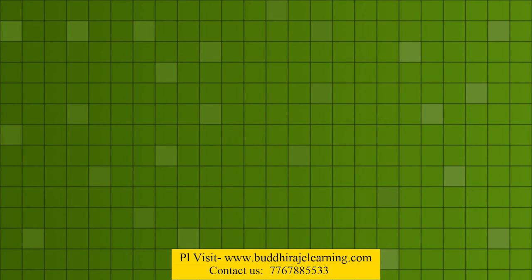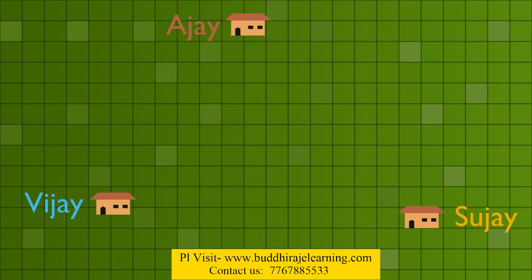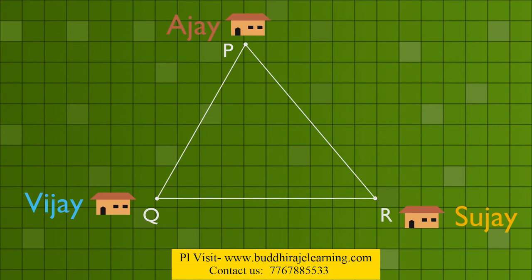How? Let us see. Since the playground is equidistant from the residences of the three friends, those residences cannot be in a straight line. The residences of Ajay, Vijay and Sujay are represented by three non-collinear points P, Q and R respectively. Now PQ, QR and PR are the sides of the triangle PQR.